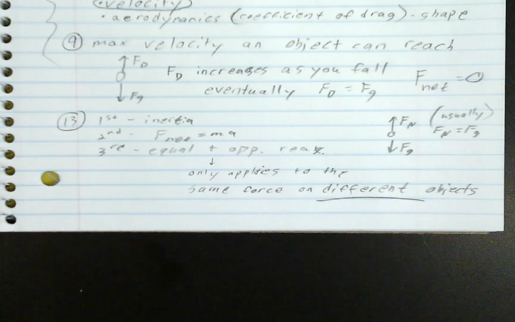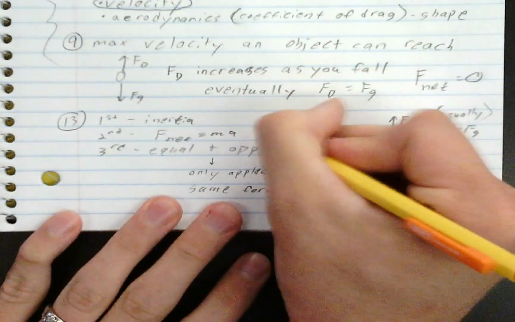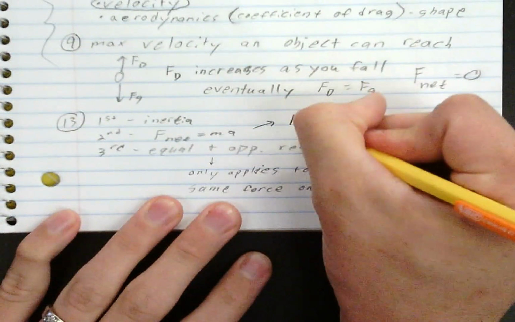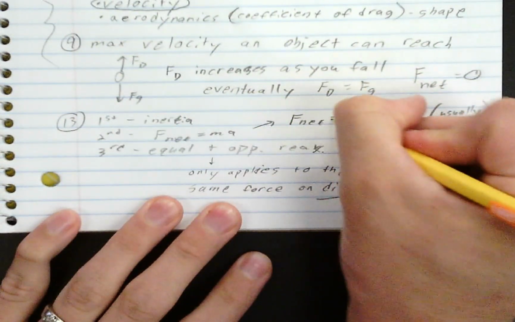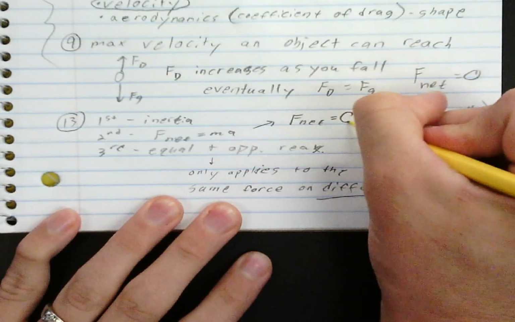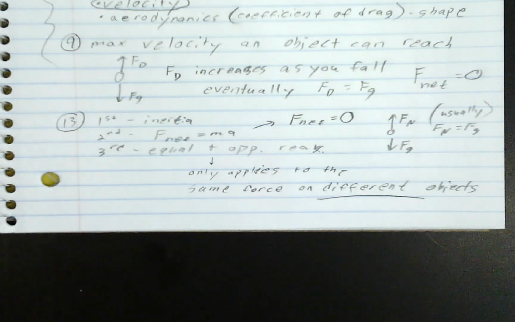So why is it actually the second law? Because F net equals ma. And the net force is 0. If the net force is 0, the forces have to balance. That's why they're usually equal and opposite. They're usually equal and opposite because the net force is 0. Okay? Now, when would they not be equal and opposite? They would not be equal and opposite when the net force is not 0, like accelerating up or accelerating down.